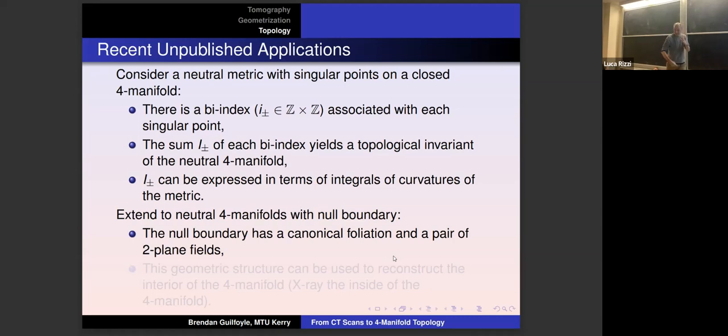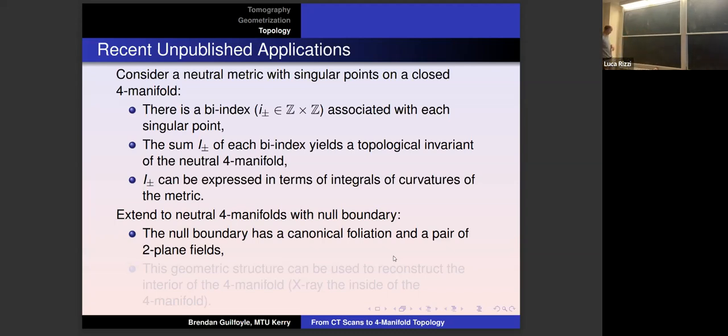So it foliates the hypersurface. Its own normal foliates the 4-manifold, right? This is true quite generally. However, here the null boundary has a canonical foliation, and it has even a little bit more. So it tends to have a lot of this. The metric somehow degenerates at the boundaries.